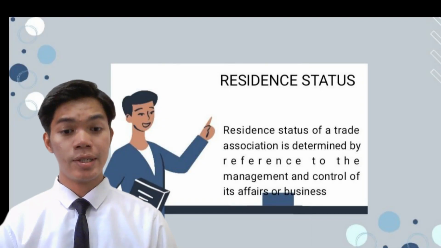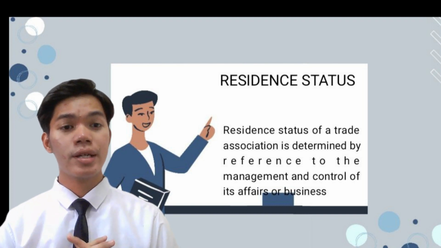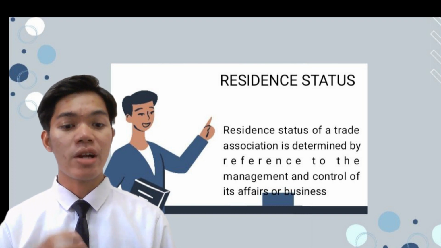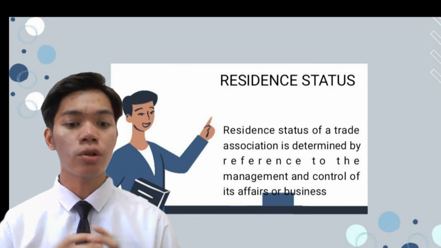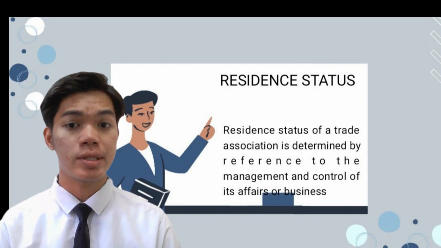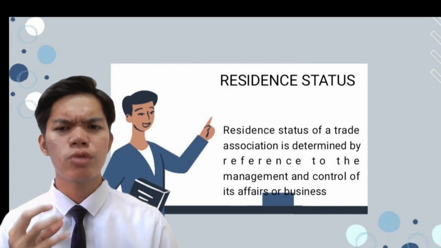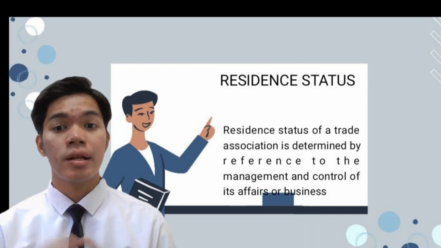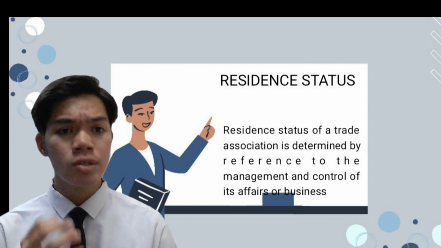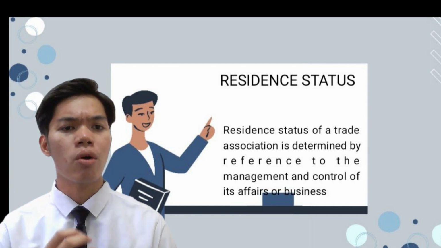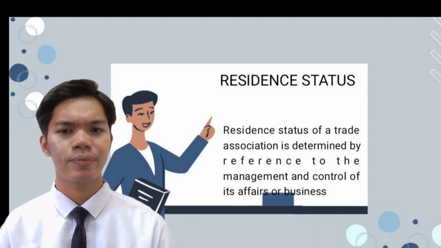The resident status of a trade association is determined by reference to the management and control of its affairs of business. This means that the resident status of a taxpayer is a crucial factor that determines the tax treatment and the tax consequences of a company or body of persons.